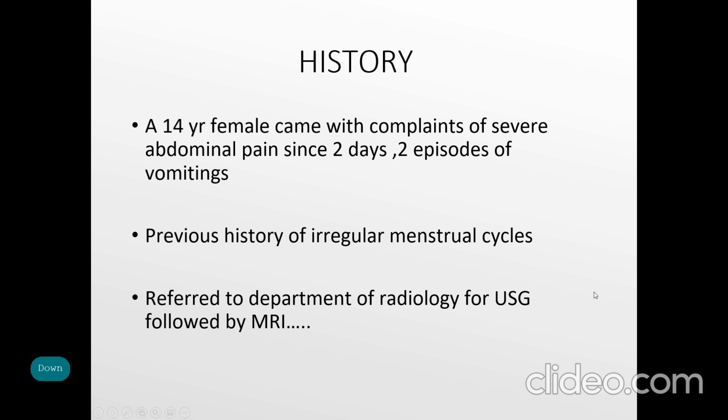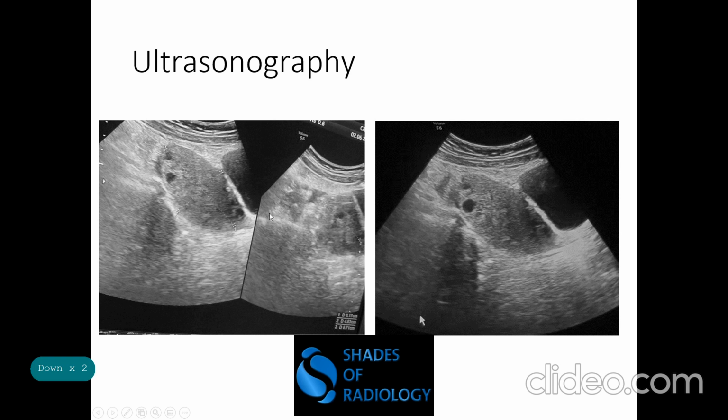A 14-year-old female came with complaints of severe abdominal pain for 2 days, associated with 2 episodes of vomiting, with a previous history of irregular menstrual cycles. She was referred to the Department of Radiology for ultrasound followed by MRI. On ultrasonography, you can see the enlarged right ovary. These are the peripheral plaice follicles.